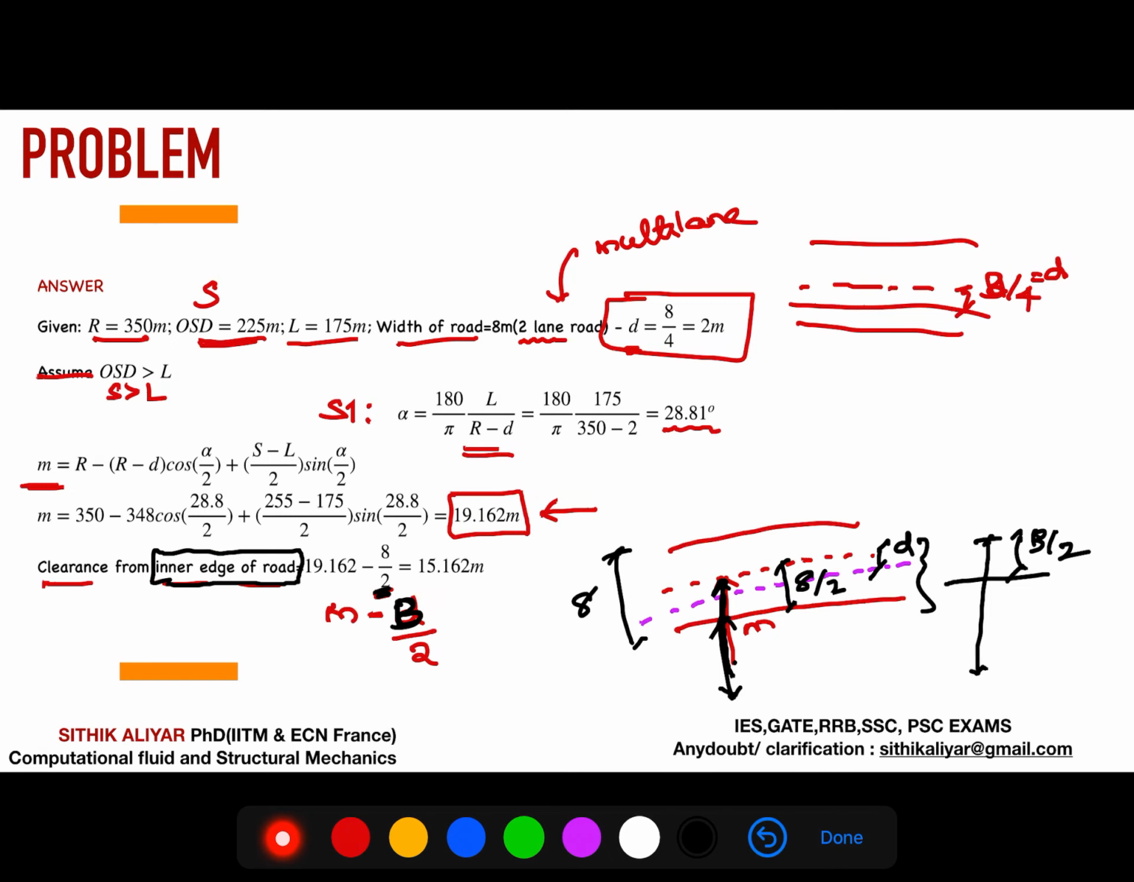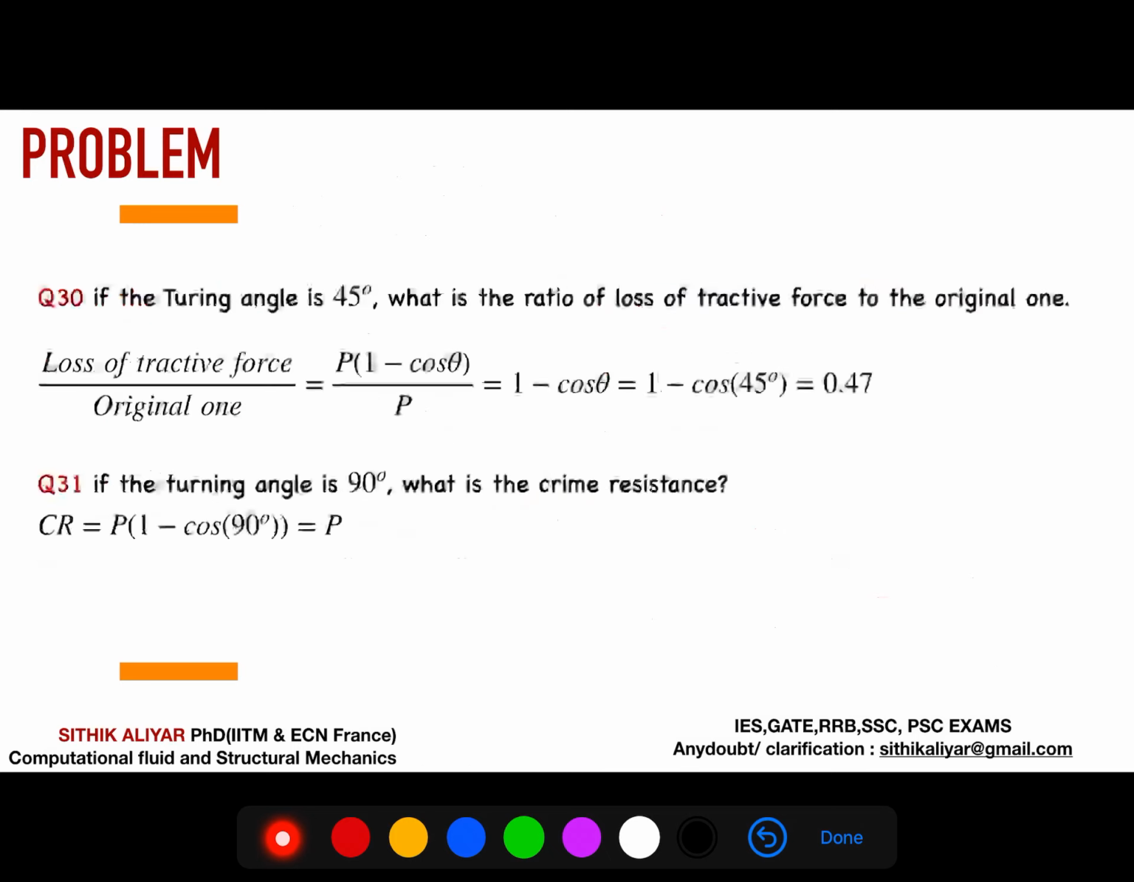If they are asking from the center of the inner lane, then you should do something else: you should subtract D from the setback distance, like how I showed you two problems before. In this case, they are asking from the inner edge of the road, so I am subtracting B by 2. Try to remember again, whatever formula we have derived is with respect to the center line. First find that, whatever the problem. Then understand clearly from where they are asking, and subtract that from M or add that to M.